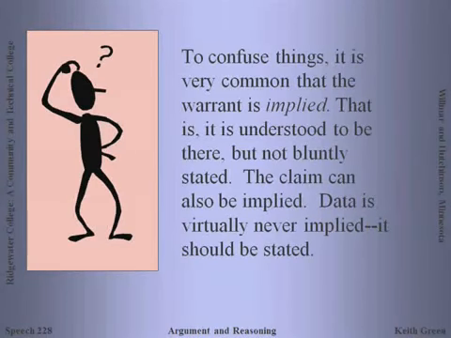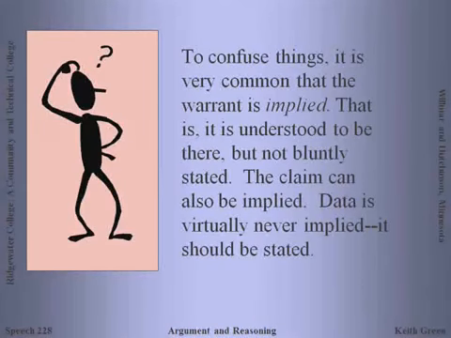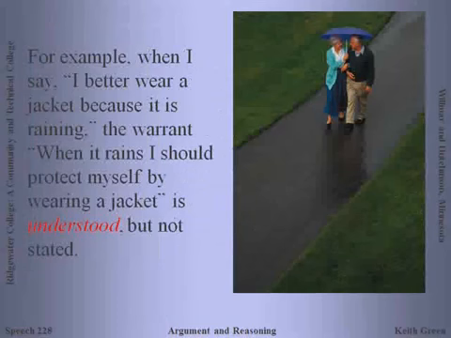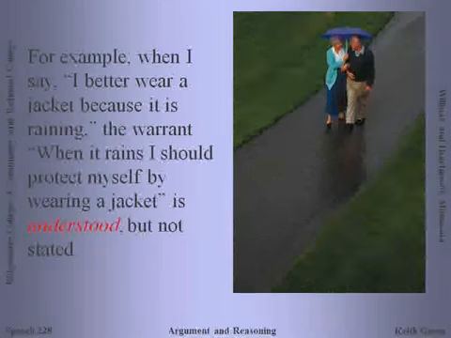Now the claim could also be implied. But now data is virtually never implied. It should be stated. The arguer should not leave us having to imply or to assume what the data is, but the claim could be implied or suggested. For example, when I say, I better wear a jacket because it's raining, the warrant, when it rains I should protect myself wearing a jacket, it's understood, but it's not bluntly stated.